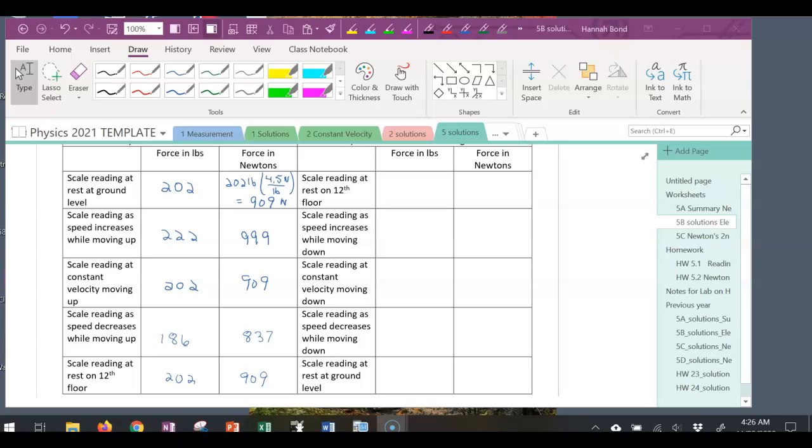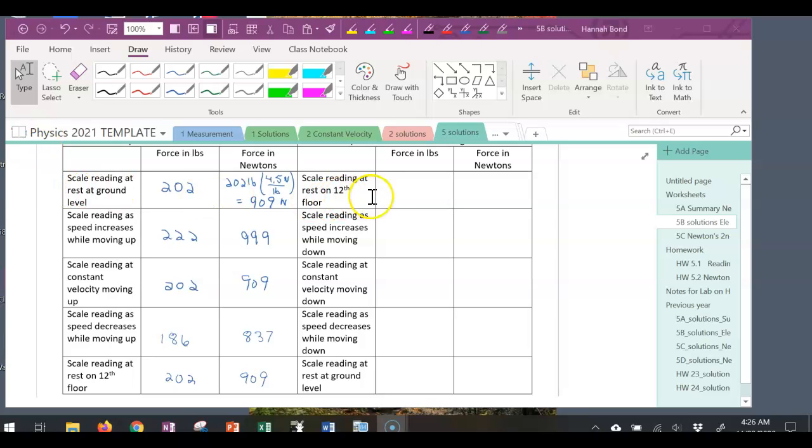In this lab, we are going to work in metric units, so one of the first things I've done is to convert the man's weight in pounds into his weight in newtons. I use the conversion that there are 4.5 newtons for every pound. So we've got those converted.